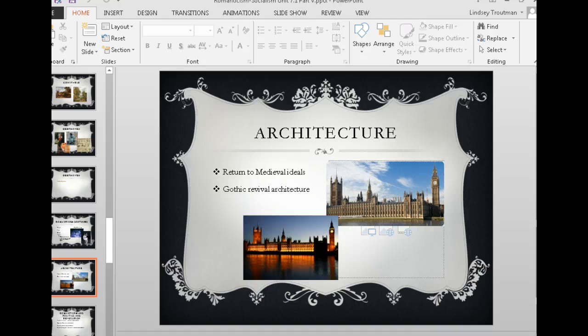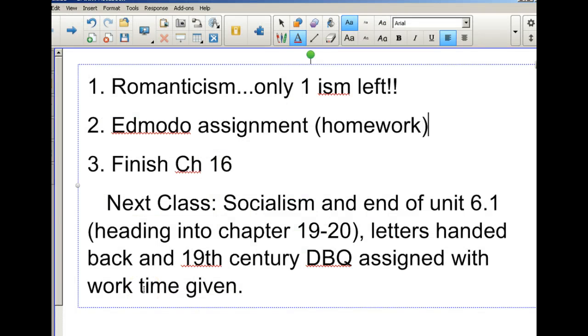So agenda items. We have finished Romanticism, only one ism left. So for Thursday, we will talk about socialism. We'll go over your letters about socialism. You'll get your DBQ and have work time. I'm planning on socialism being much more familiar to you. It will go quickly. So we will do that.